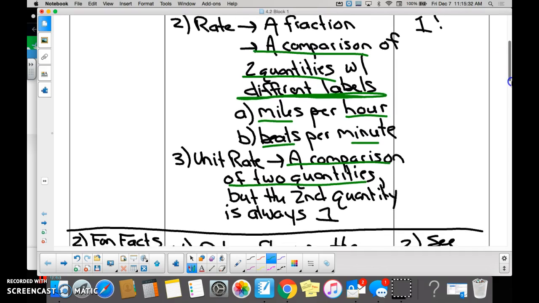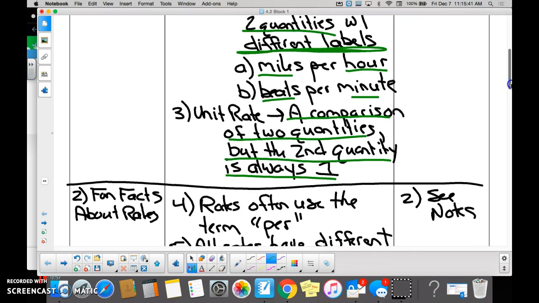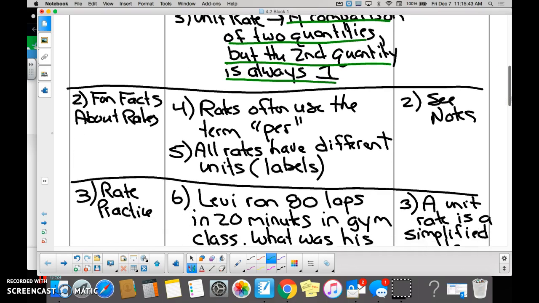And then taking it one step further, two different measurements, but the second measurement is always what on a unit rate? One. Okay. When you see the word per, you know you're probably dealing with a rate. Okay? And all rates have different labels. A ratio may not have a different label, but rates do.